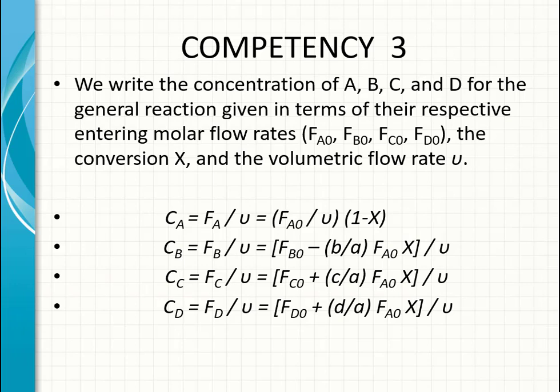So for CA, we will have that it is equal to FA divided by v, and this is equal to FA0 divided by v, all that times 1 minus X. The concentration of B, CB, will be FB0 minus the ratio of the stoichiometric coefficient of B divided by A times FA0 times X, all that divided by the volumetric flow rate v. And so we will have similar expressions for C and for D.